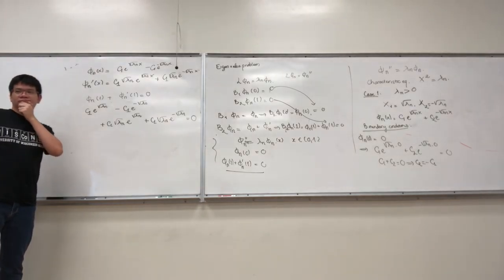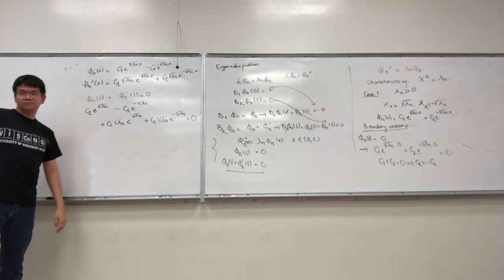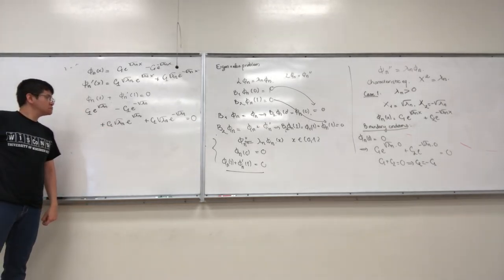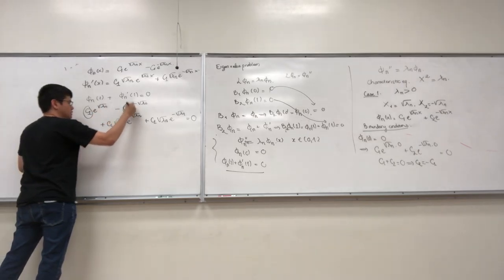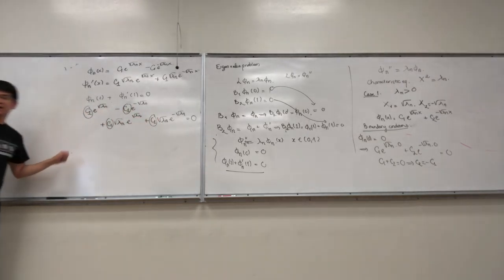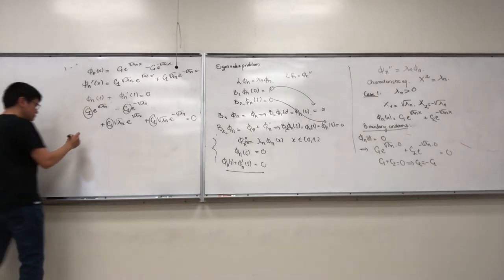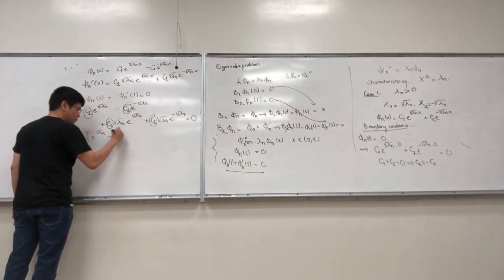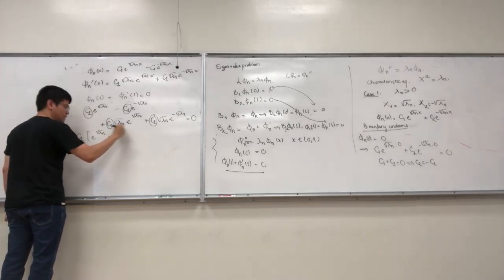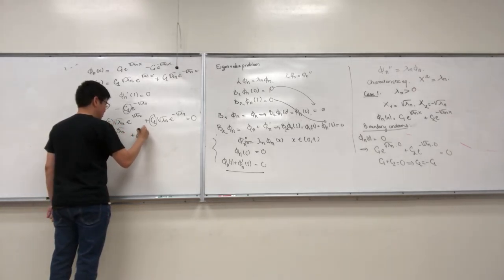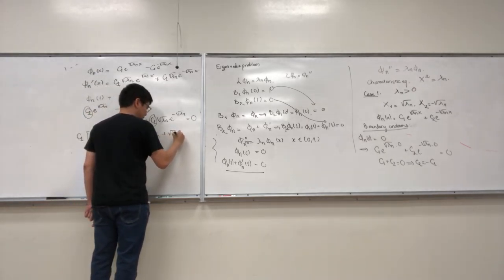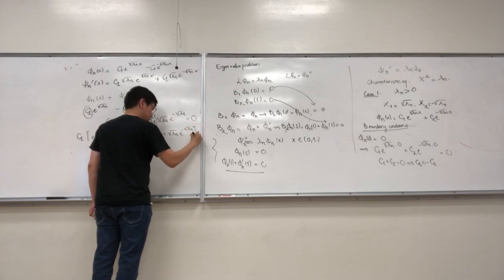Pull C1 out, and then have e to the square root of lambda n minus e to the negative square root of lambda n, times 1 plus square root of lambda n. Now I'm going to put all of the C1 as a common factor, right? So C1 times exponential of square root of lambda n minus exponential of minus square root of lambda n, plus exponential of square root of lambda n times square root of lambda n, and this is 0.